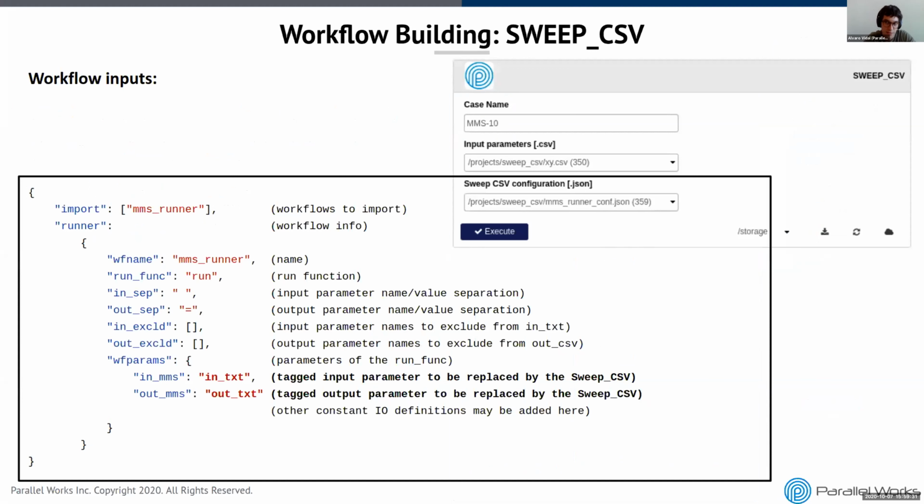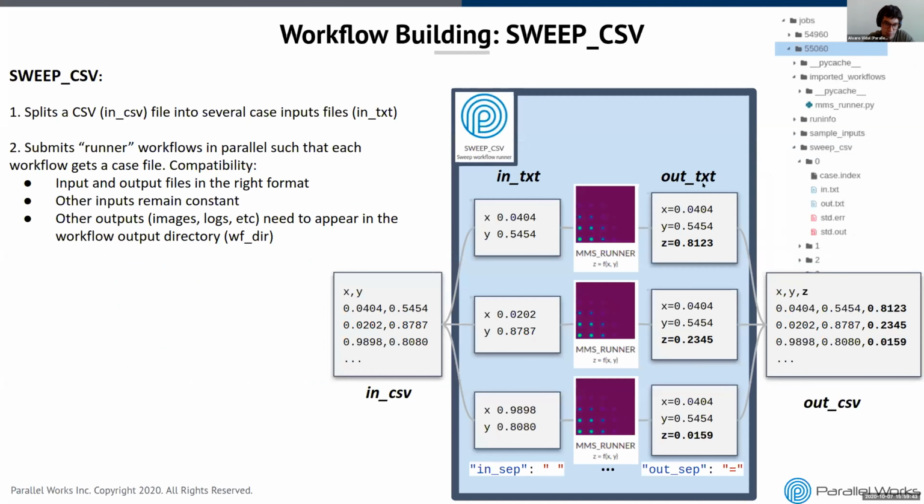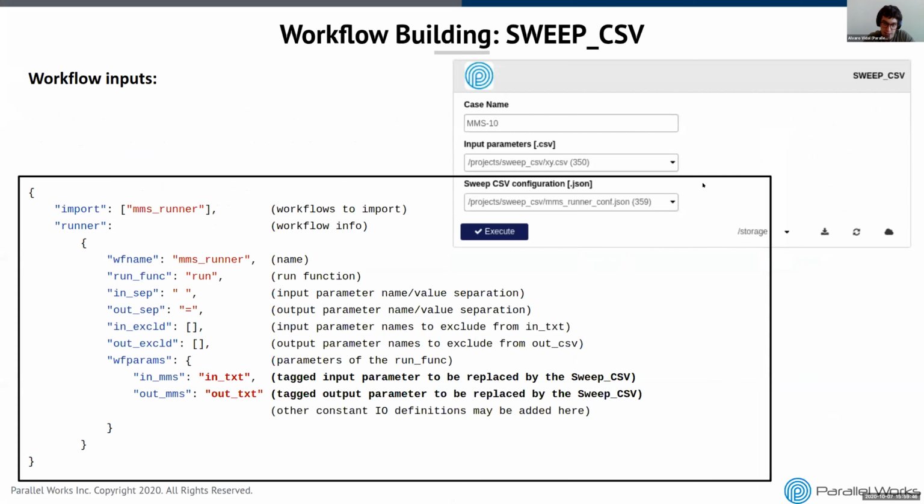So the Swift CSV input form looks as I'm showing in this slide. It takes a case name, the input parameters as a CSV file. It's this CSV file I showed before. And then the configuration file, which is the important part, that basically tells the Swift CSV which workflow to execute many times and how to connect to it. So this file has an import key where you tell it workflows that it needs to import, in this case just one. And then it has the workflow information under the runner key.